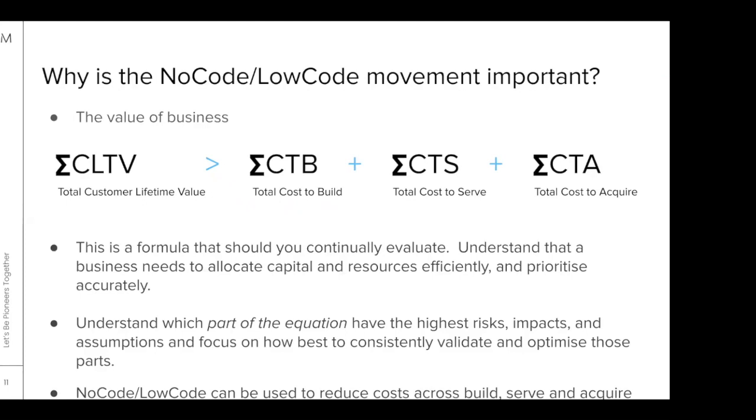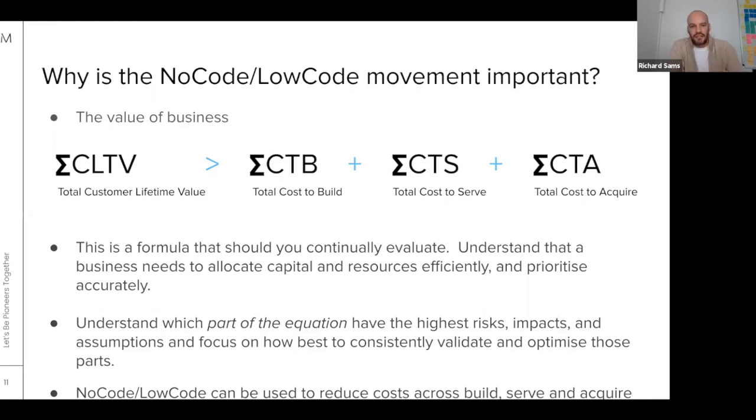Okay, so why is the no-code and low-code movement really important? We have this value of business equation that we use at Mohara, which is essentially the total customer lifetime value has got to be greater than the total cost to build, the total cost to serve, and the total cost to acquire. It's a simple equation, and it's one that you should be evaluating continually. But the idea is that low code and no code can be used to reduce cost across the build, serve, and acquire elements of the business.